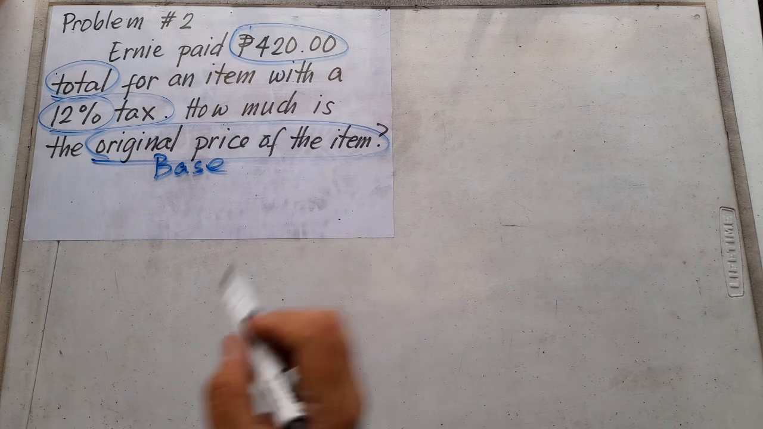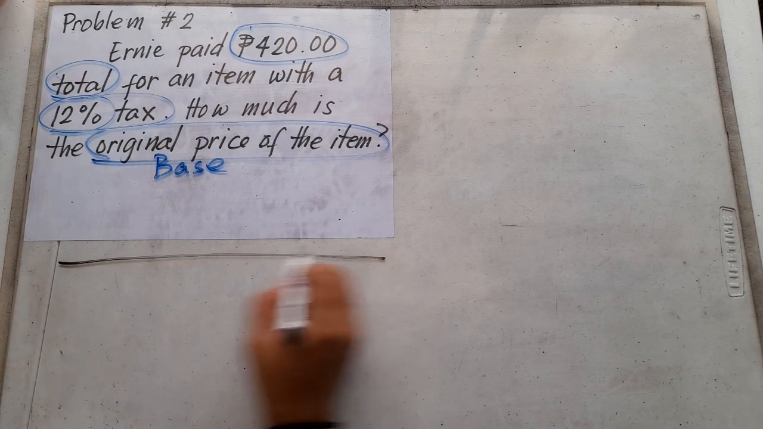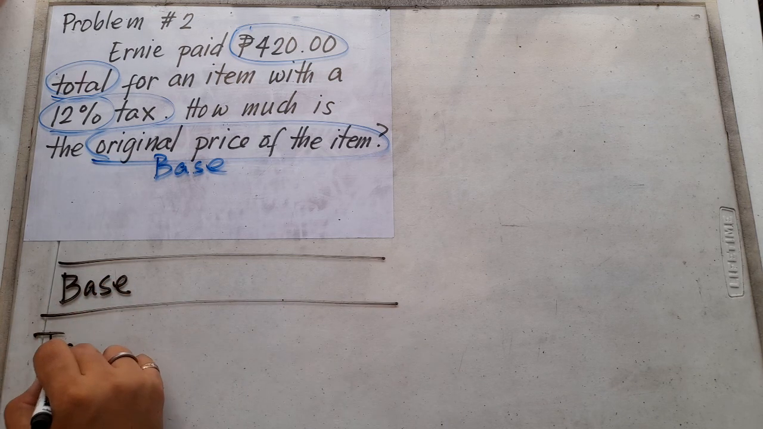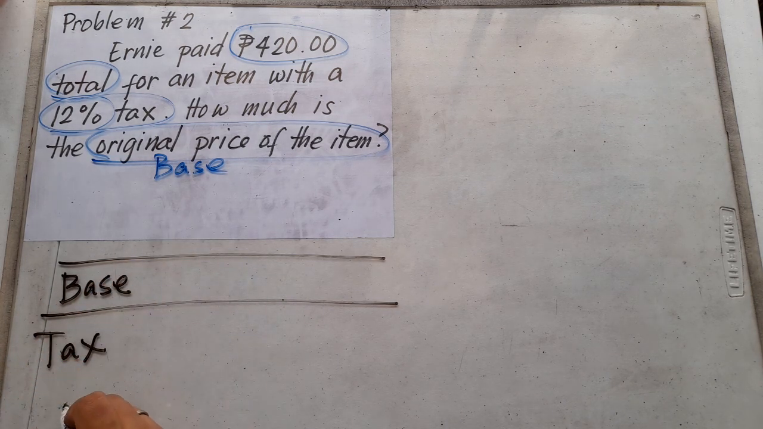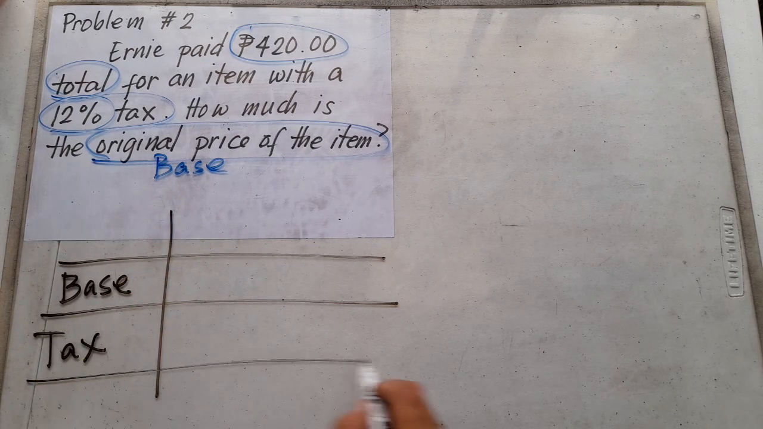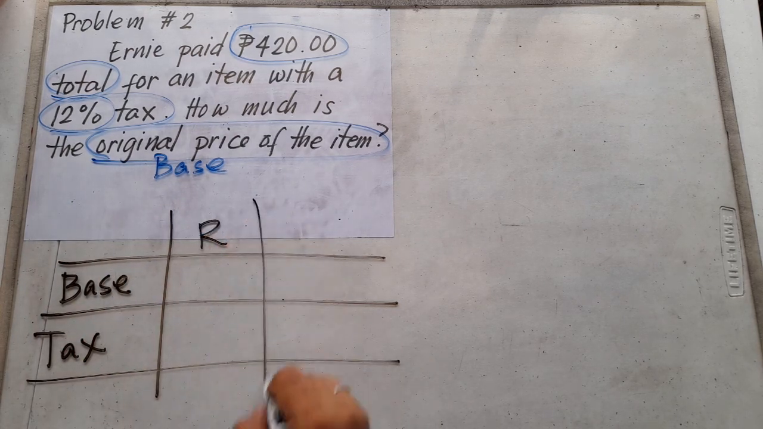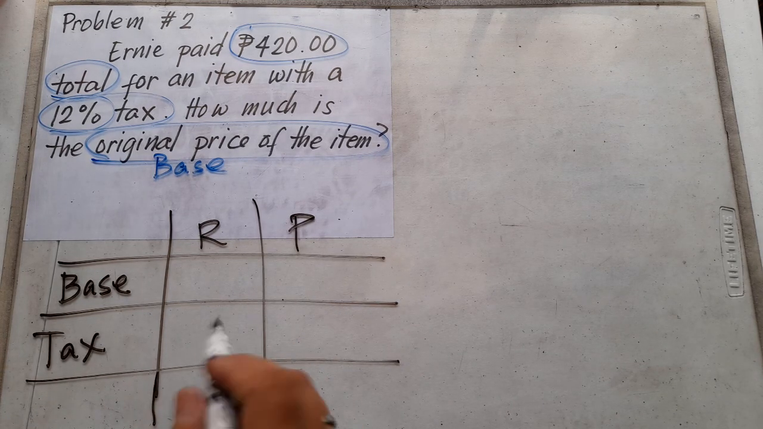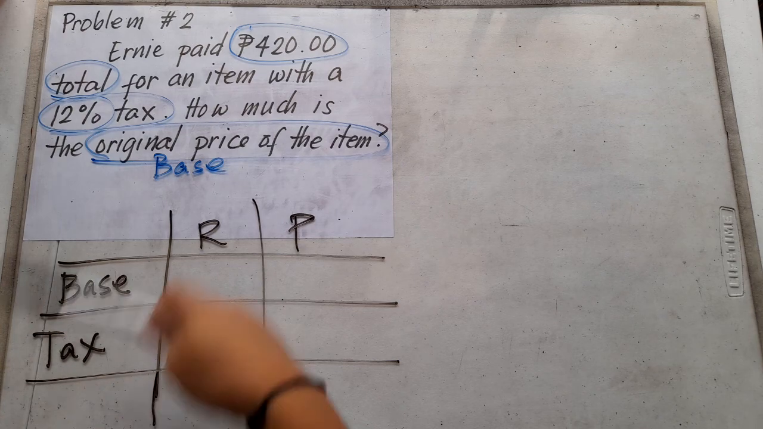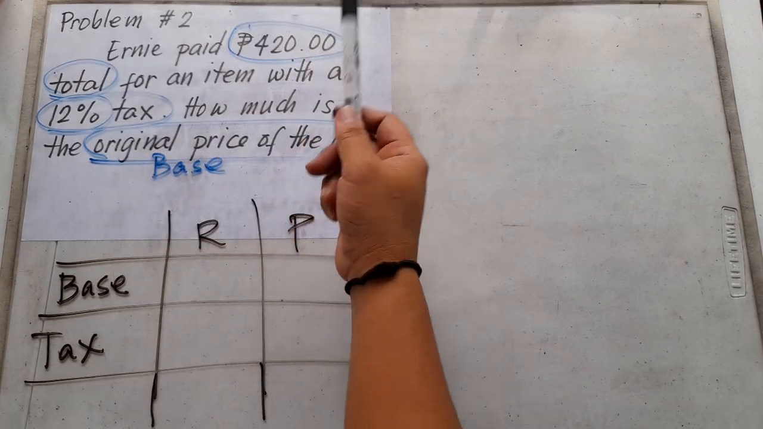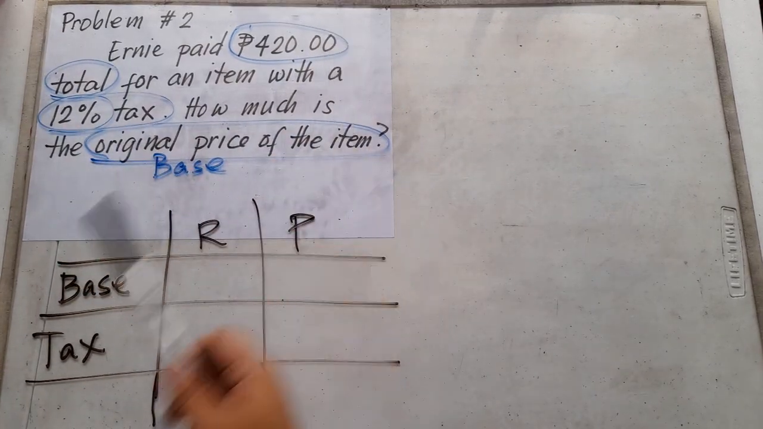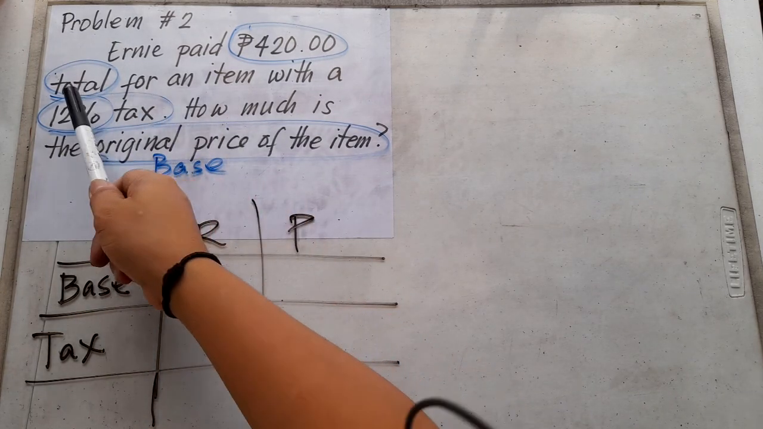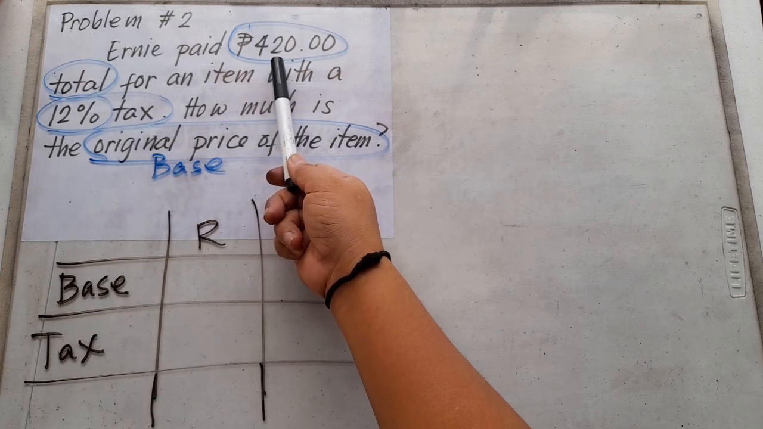Okay, so let's have our table. You have here the base. Under that is the tax. Now, before we proceed to filling in the table, magdadagdag tayo ng third row. Bakit tayo magdadagdag ng third row? Sabi kasi dyan, Ernie paid 420 pesos total for an item. Bumili siya ng item, ang binayaran niya, lahat-lahat ay 420 pesos.